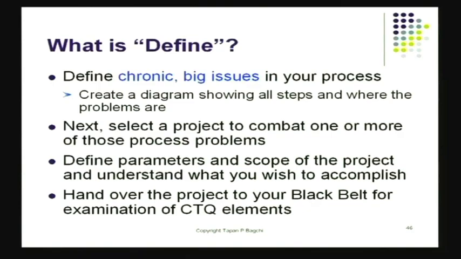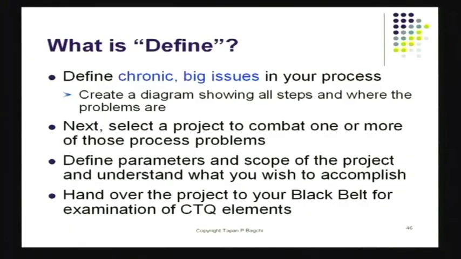What exactly is define? I mentioned that define step there. Define chronic and big issues in your process. Create a diagram showing all the steps where the problems are. This is something you've got to be able to do. So when you're doing define, this is the first step in DMAIC. You must define the process itself and locate exactly where the problem is taking place. Then you, of course, select the project to combat one or more of those process problems. Define the parameters and the scope of the project. And this again is definition.